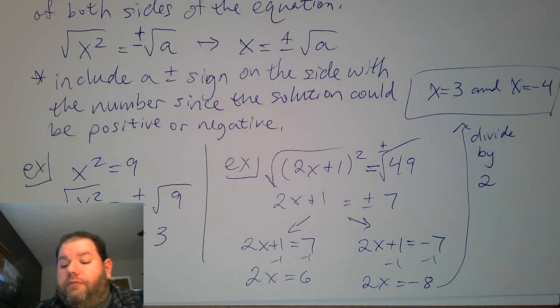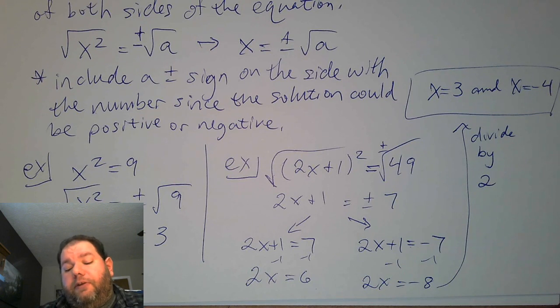Alright, so even though we had a little bit more complicated expression at the beginning, we are able to successfully factor and solve for x using our square root property as an alternative.